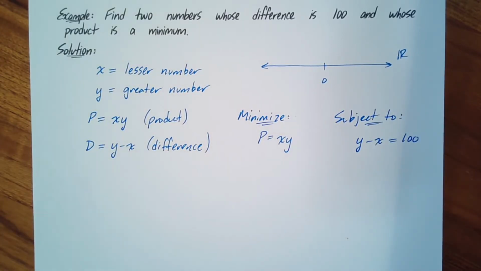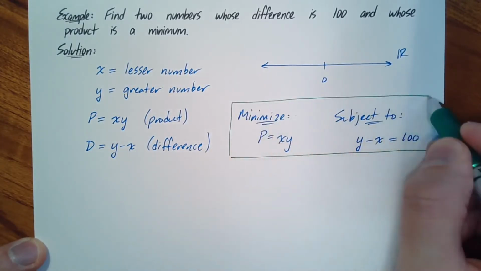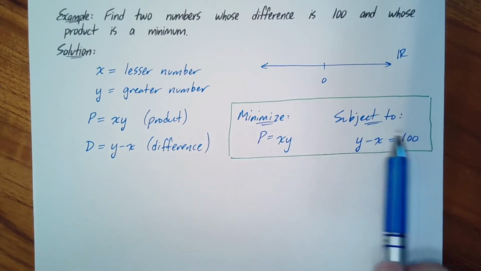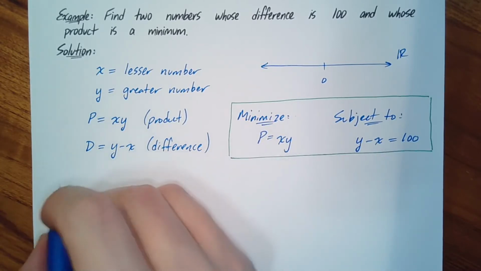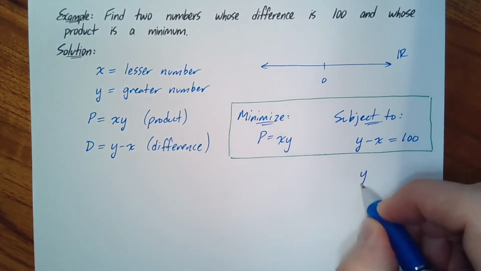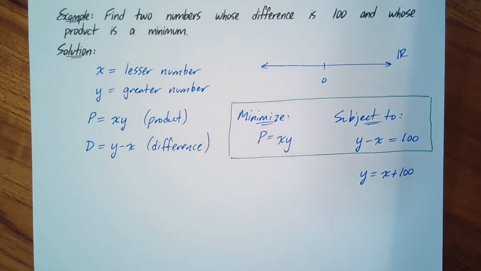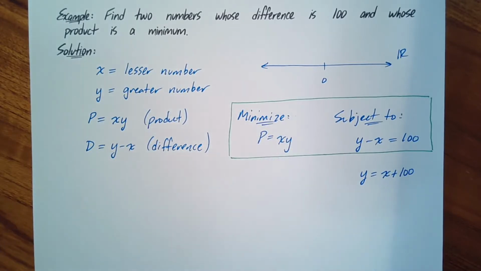Okay, so that's the first half of the battle, to just identify what's being asked and express it as an optimization problem, because once you get to this point, the rest is just systematic, right? You want to use this relationship, this constraint, to turn your function into a function of one variable. So if I take the constraint and solve it for y, I get y is equal to x plus 100, right? If I add x to both sides of that equation. So I can replace y in this product with x plus 100.